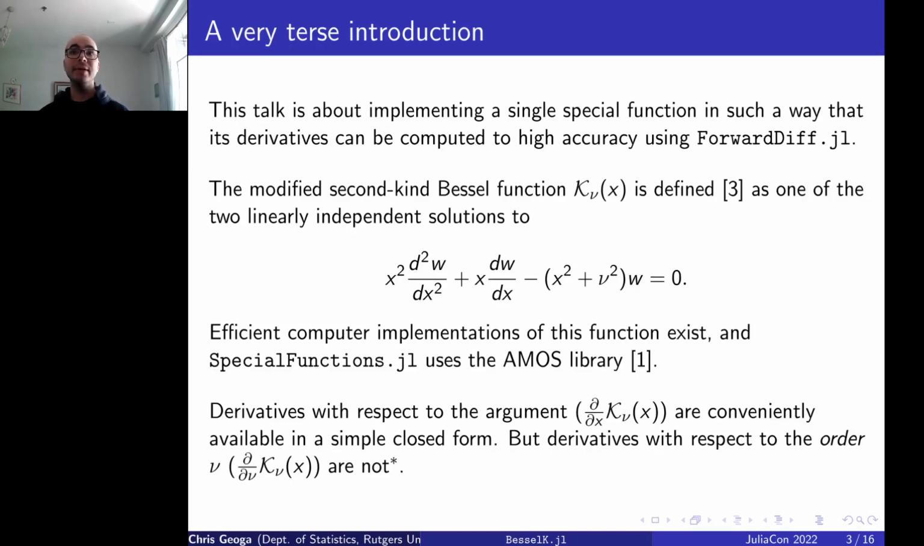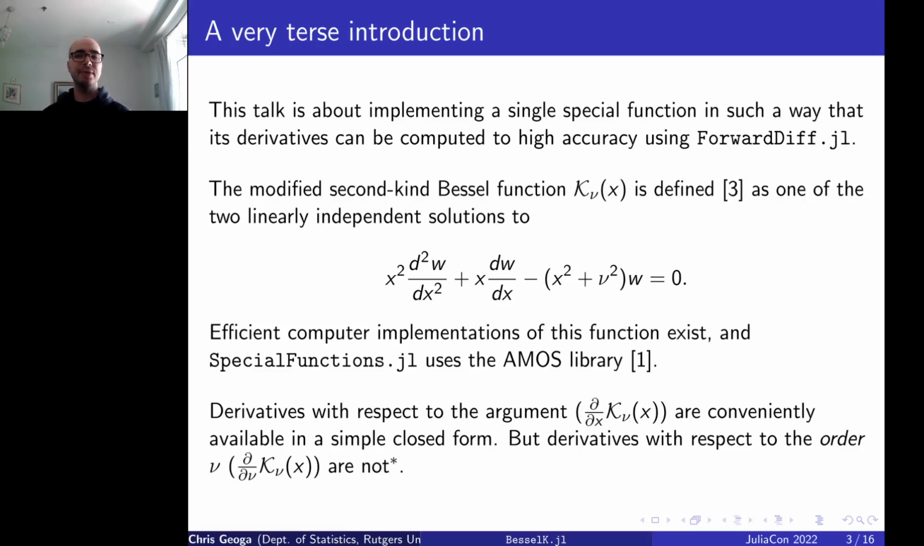So for those of you who are interested, again, talking about one function, I recognize it's a narrow scope, but I think that there's some stuff in here that will be more generally interesting. K_nu is defined as one of the solutions to this differential equation that I'm showing you here, and software to evaluate it is not really new, right? The Amos library that SpecialFunctions.jl uses is from the 80s, and it's great, and it's very tested, and it works well. And derivatives of K_nu with respect to the argument x exist, and you write them in terms of K_nu again, so you can use the existing libraries for that.